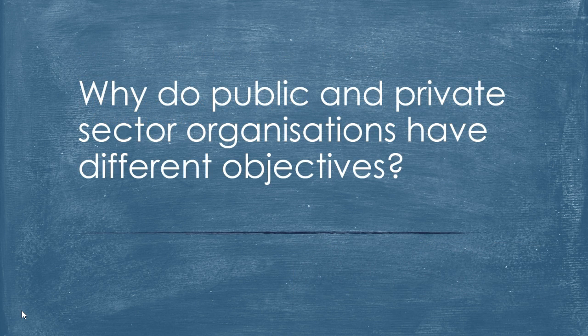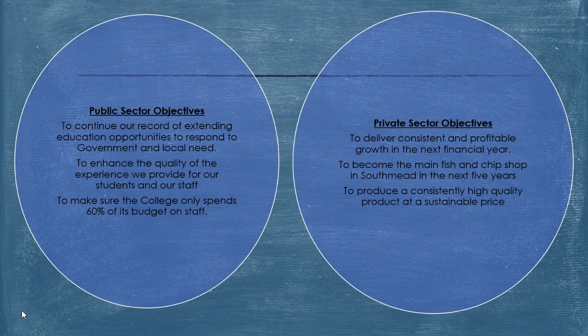Okay, so final part of this little section is why do public and private sector organisations have different objectives? Well, these are two different basic overviews, okay? Public sector objectives and private sector objectives. These are different examples of them. So, for example, public sector objectives for the college are going to be these kind of things, and private sector, this is for what happens in a private sector organisation. They are different.